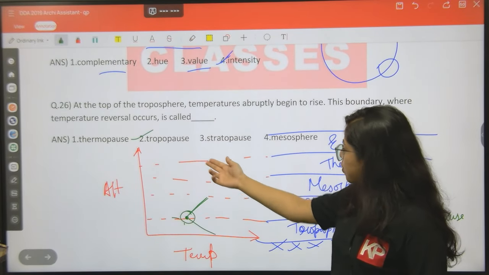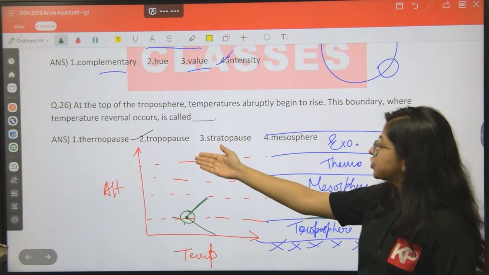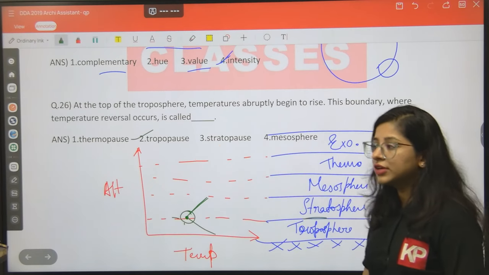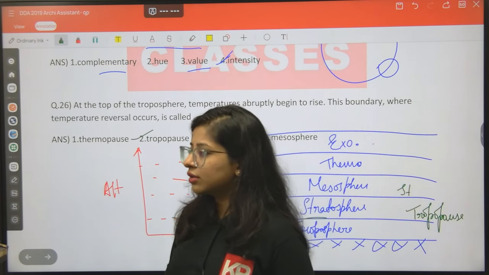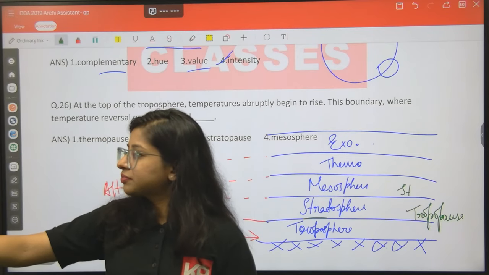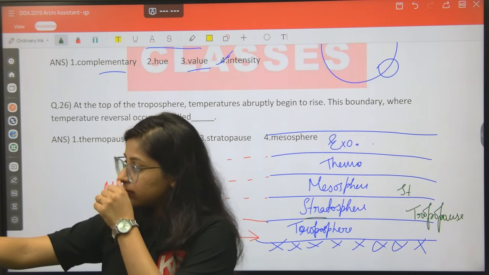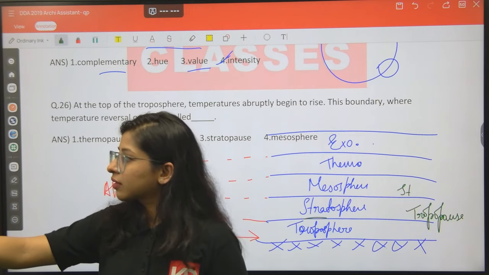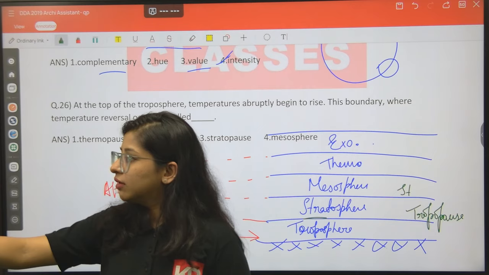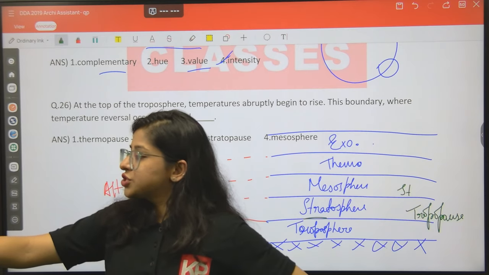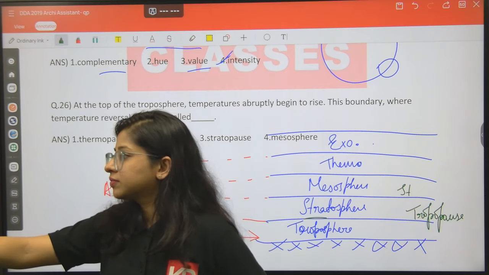Like, you know what is tropopause, so you got to know. But what is stratopause, mesopause, thermopause, so make sure you draw this entire thing, right? So I hope whatever we have done is clear. No doubts, anybody? Okay, I assume there are no doubts.